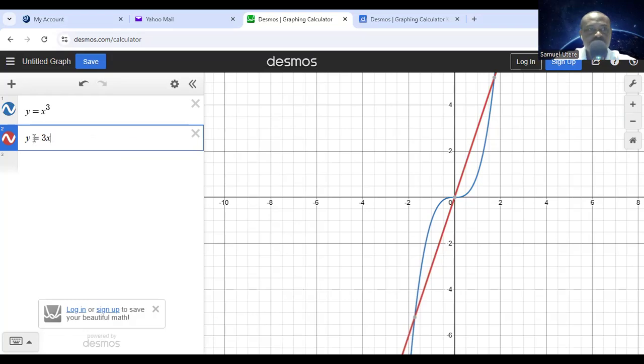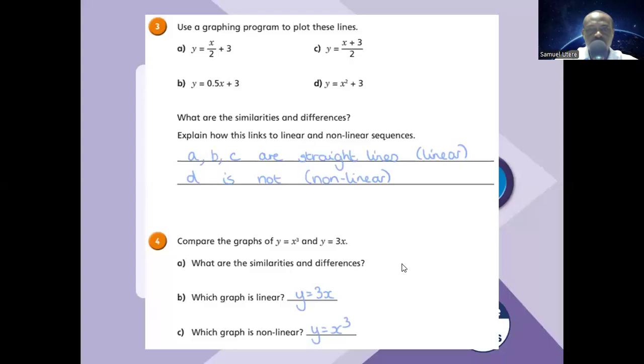Okay, 3x. And you see, right? So they're different. You can see 3x is linear, it's red. And then this one is blue. So this is non-linear. Okay, so let's get back to our presentation. All right.